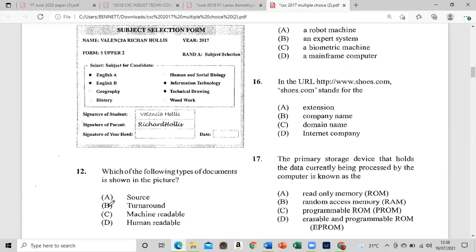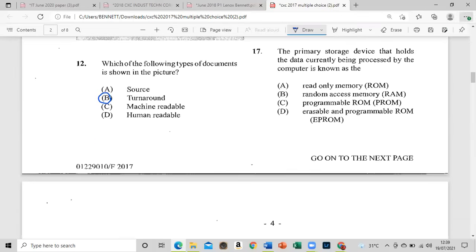That would be A, B rather, sorry. Turn around. Turn around.